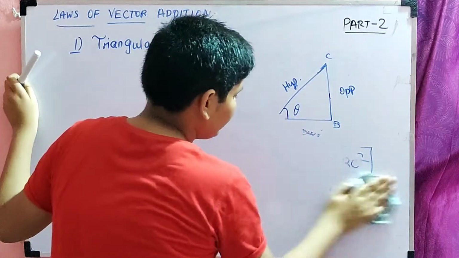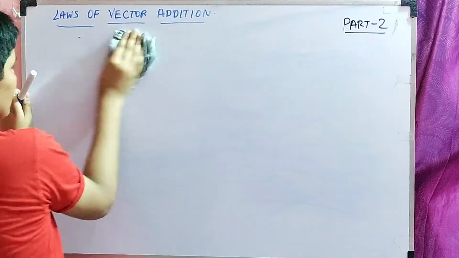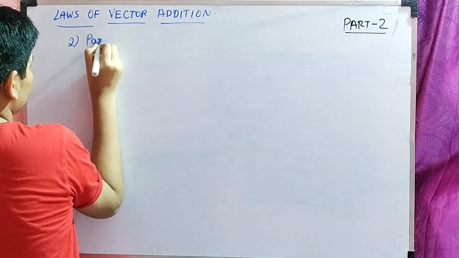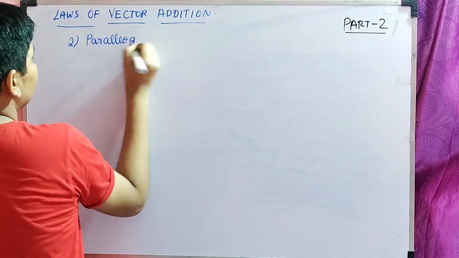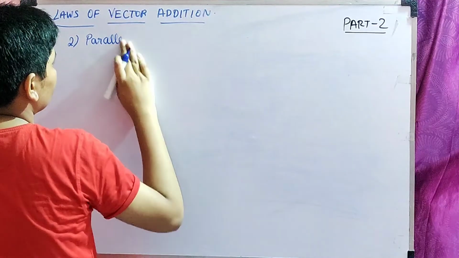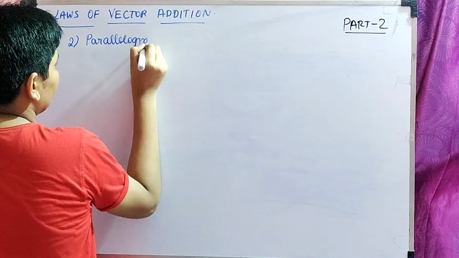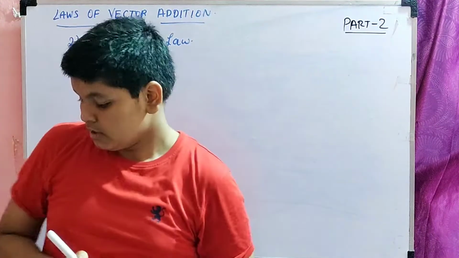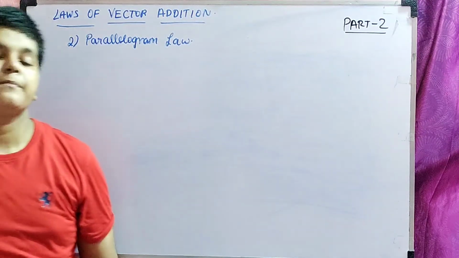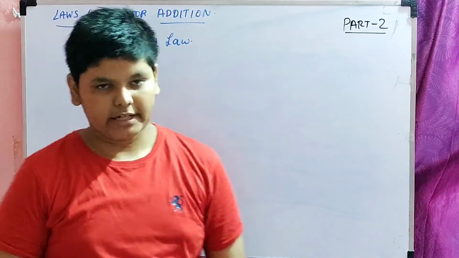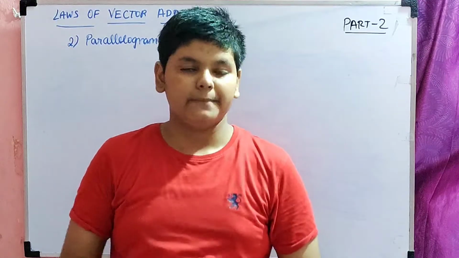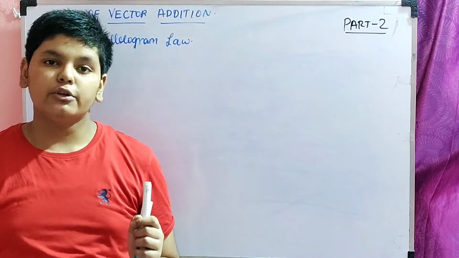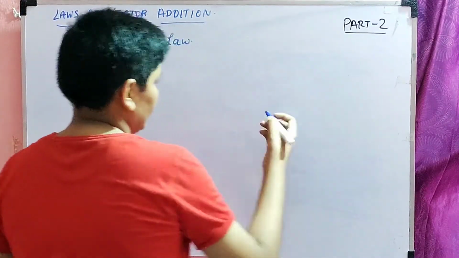After the triangular law, we have the second law, which is called parallelogram law. Now, for parallelogram law, what does this law state? Parallelogram law states that, for example, if there are two vectors A and B, if the two vectors represent the two sides of a parallelogram. You know what a parallelogram is, right? Like this over here.